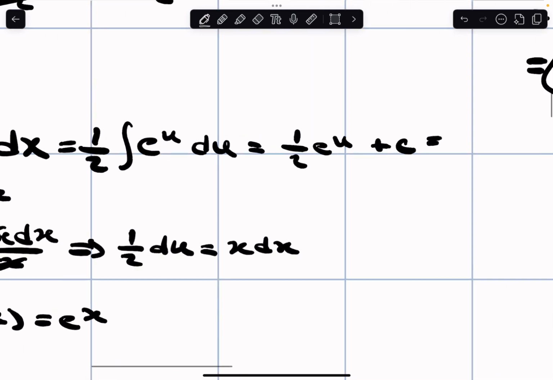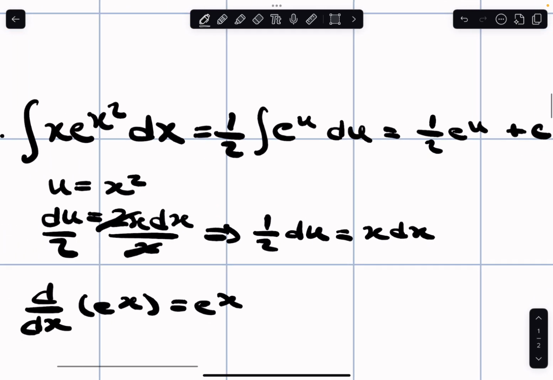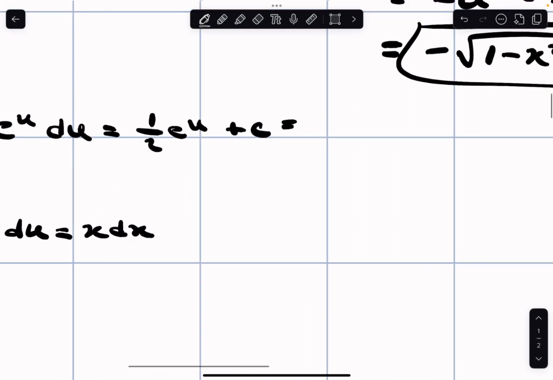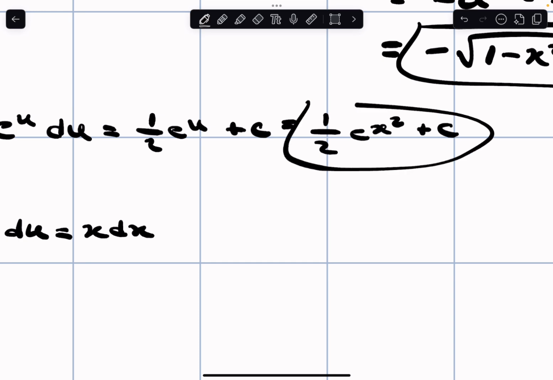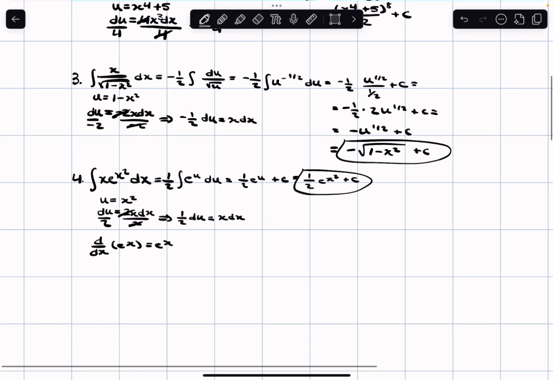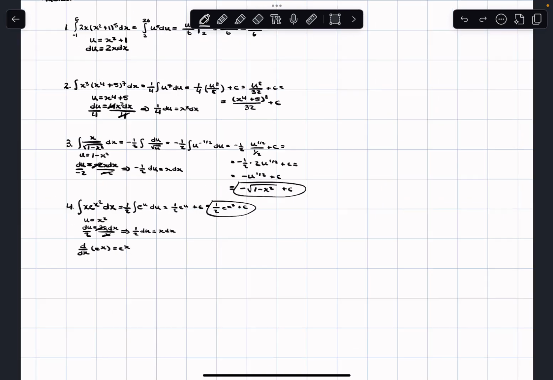Then we'll plug x squared back in for u. It would be 1/2 e to the x squared plus c. And that's how you would do it. And we also made the connection between the derivative and antiderivative.